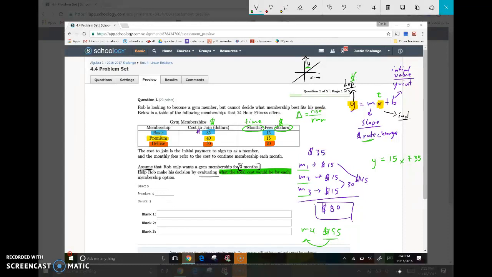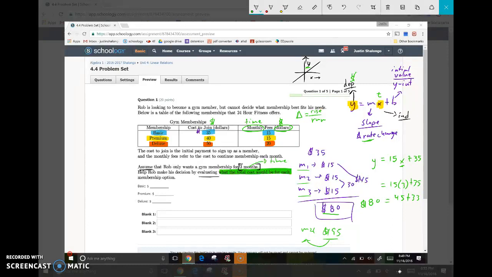So instead of having to just kind of do this quick math, what I could have done is said, okay, 3 months, that's referring to time. Let me just take that time, put that time in for where our x value is, or the value that represents the time, and just simplify. So we get 15 times 3 plus 35. Well, 15 times 3 is 45, and 45 plus 35 equals 80. And that's the number that we got.